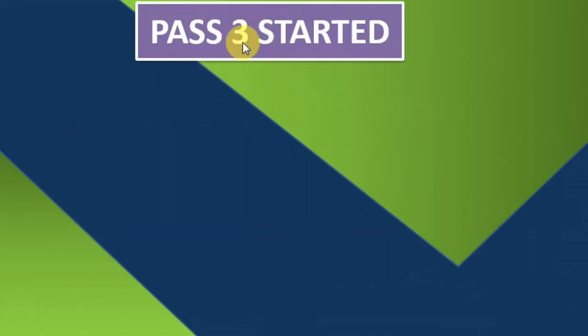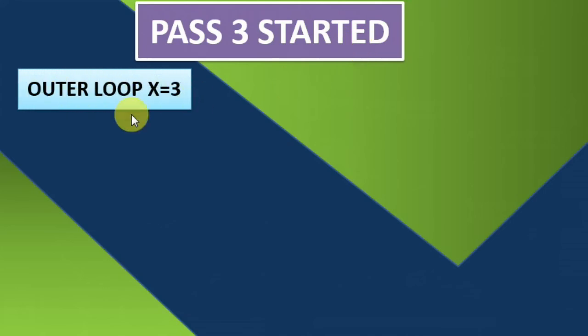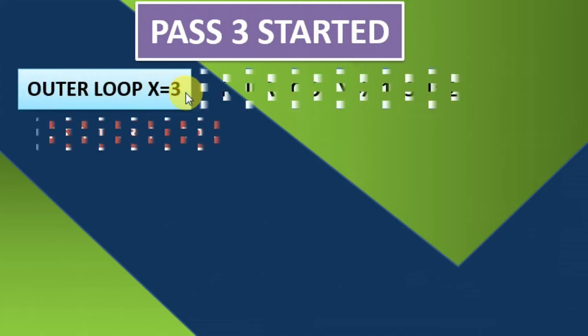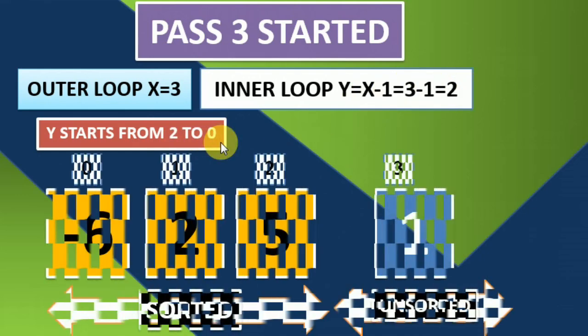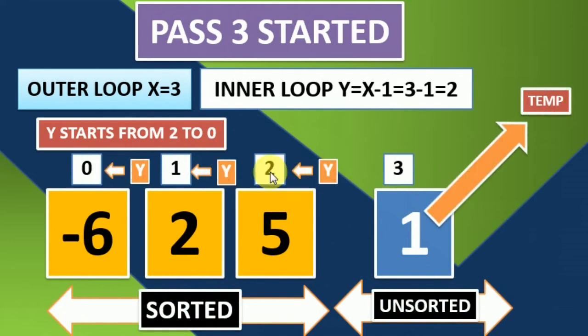Pass 3 started. What is the value of the outer loop? X is 3. So in the inner loop we start from x minus 1. 3 minus 1, that is 2. That means 2 to 0. It means the first time y is going to be 2, then 1, and 0. And these are our sorted numbers. So these 3 numbers are sorted, and we are going to check these numbers with the value of the unsorted one. This number is going to be compared with 5, 2 and minus 6, and we are going to store that inside the temporary variable.